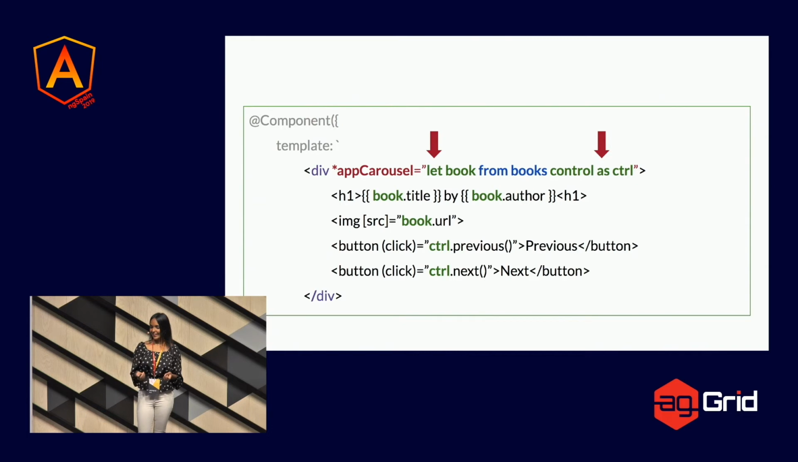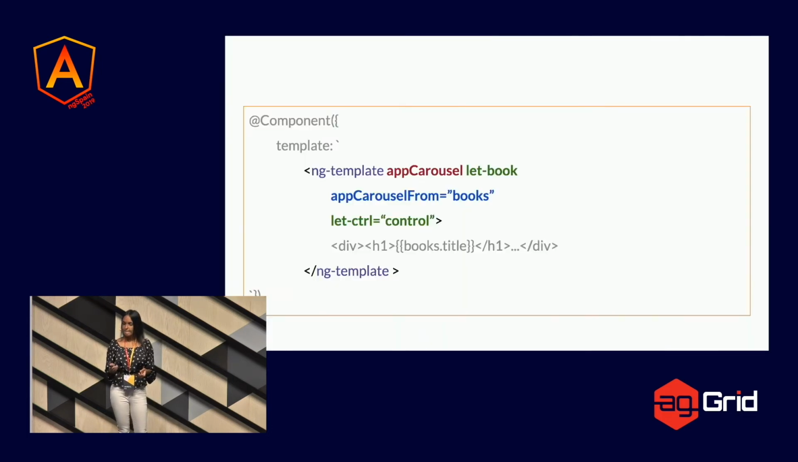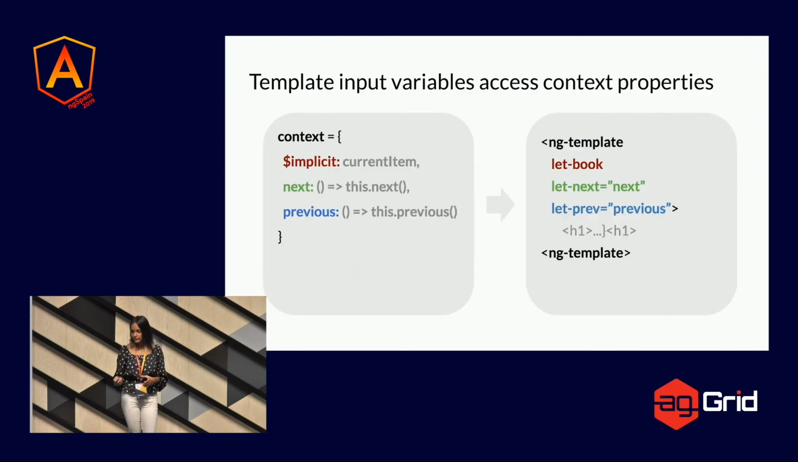Okay, desugared. The let and as both get desugared to let-, then the variable name, and then assign the value to it.